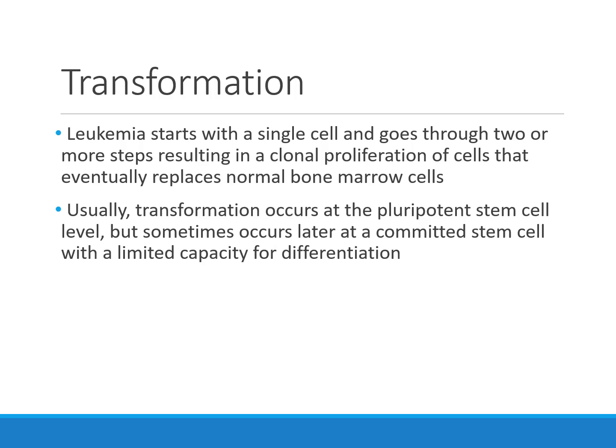Usually that transformation occurs at the pluripotent stem cell level, but sometimes it does occur later on, after a committed stem cell with a limited capacity for differentiation has already gotten to that phase of development and then just becomes proliferative in that particular cell line.